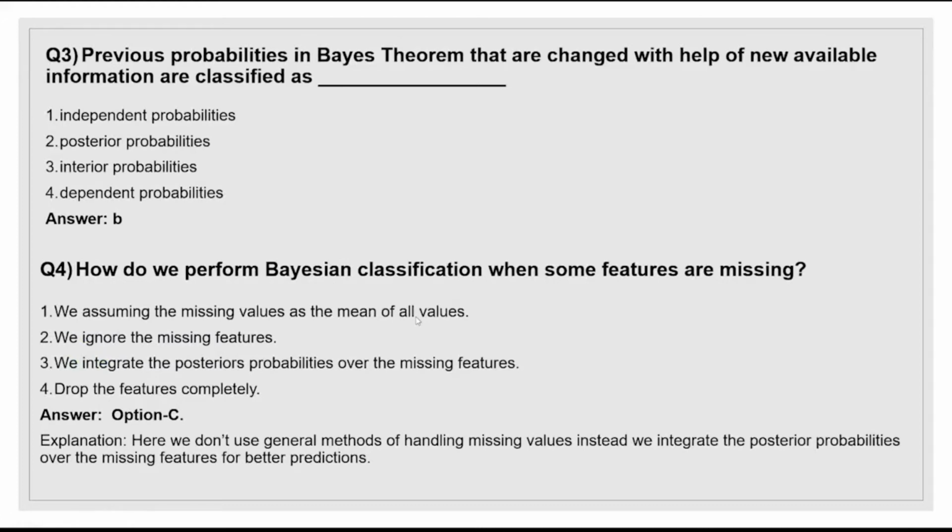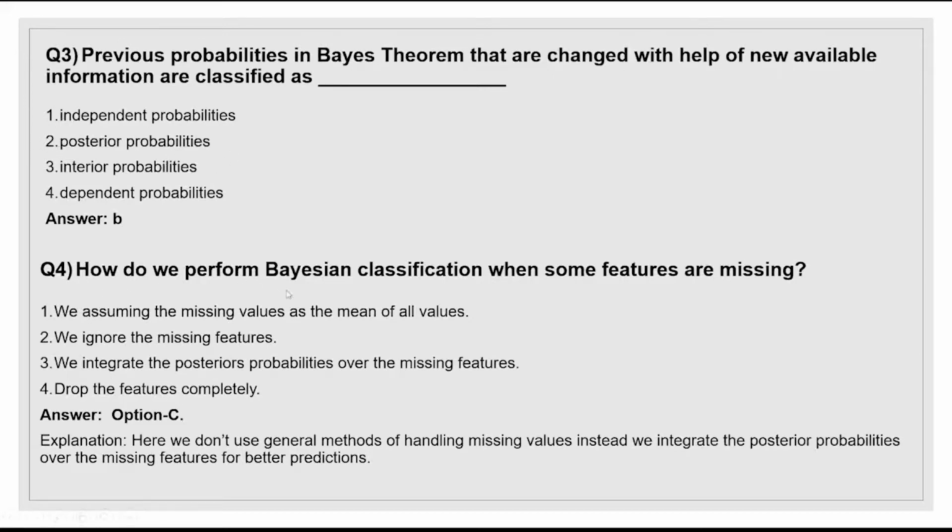Question 3. The previous probabilities in Bayesian theorem that are changed with the help of new available information are classified as posterior probabilities, because we can see in the equation where probability of A given B will be equal to the probability of B given A into probability of A upon probability of B. Here the probability of A given B is called the posterior probability, which is the previous probabilities in the Bayes theorem which were changed with the new available information. So the answer here is posterior probabilities.